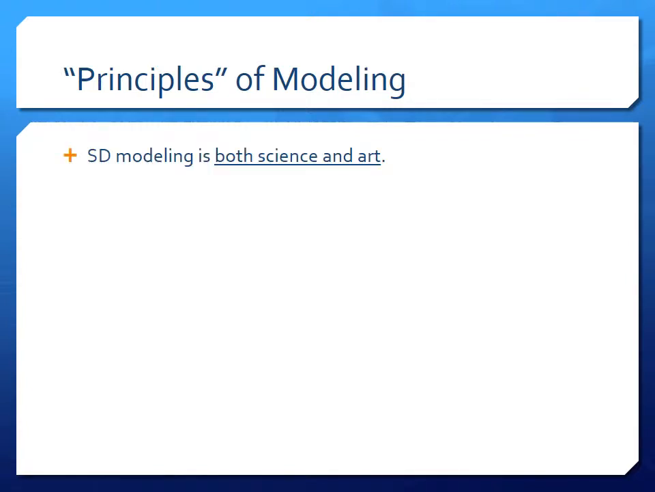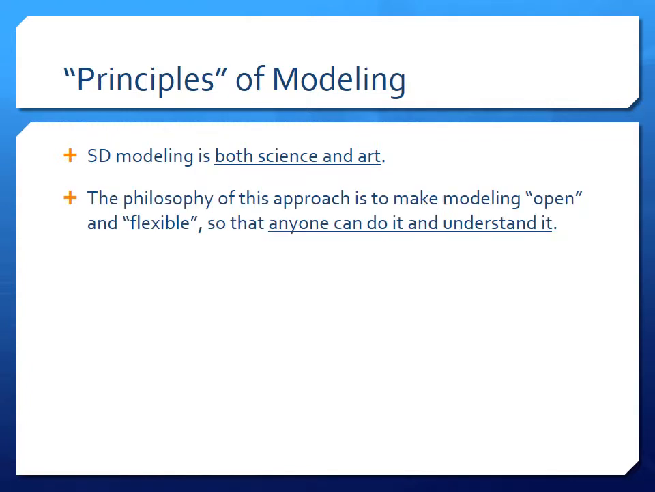I think that the first thing to say is that system dynamics modeling is both science and art. It's not entirely formal. We're going to be doing a lot of things that are not necessarily mathematical, which tends to be confused with modeling at times. The philosophy, the approach that I've tried to take in this class is to make this modeling an open and flexible process, so that anyone, literally anyone, can do it and understand it. And I think we'll get there.